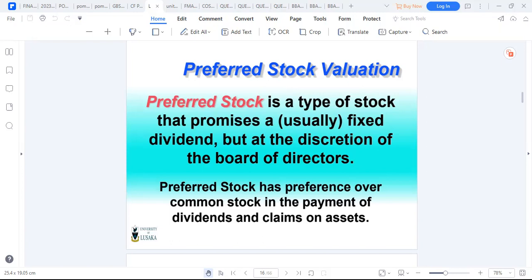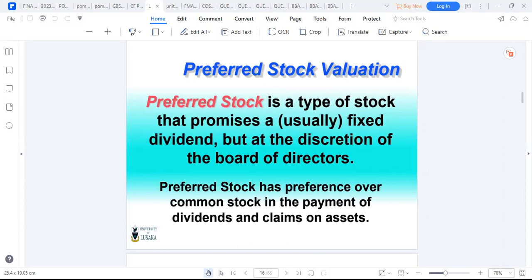In terms of risk or volatility, preferred stock tends to be less volatile than common stock because of its fixed dividends. We have two types of preferred stock: cumulative and non-cumulative preferred stock. Cumulative preferred stock will accumulate unpaid dividends. We also have convertibility. Some preferred stock can be converted into common stock, allowing investors to benefit from capital appreciation, capital gain.